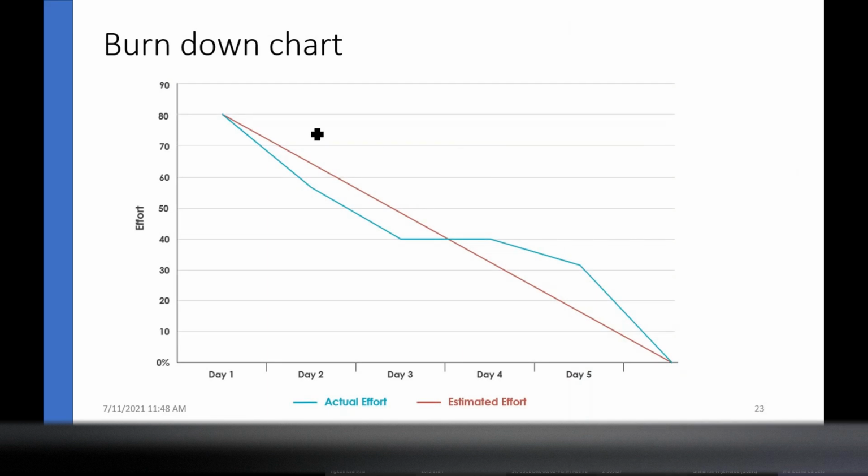Next, burnout chart. What is this burnout chart? This is the actual effort and estimated effort. Now, once you are starting a software product, you might require 80 man hours. While time is elapsing, you don't need 80 man hours because we have completed some tasks. The time would be less.